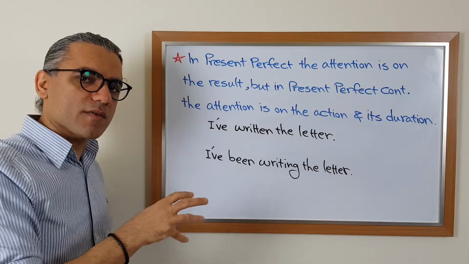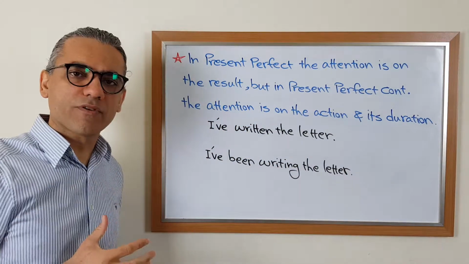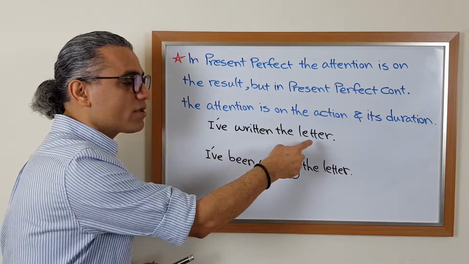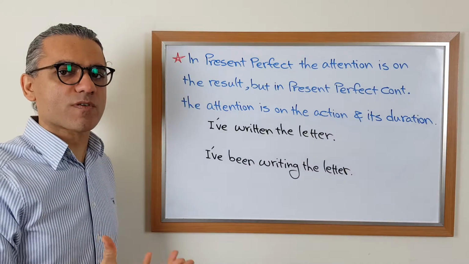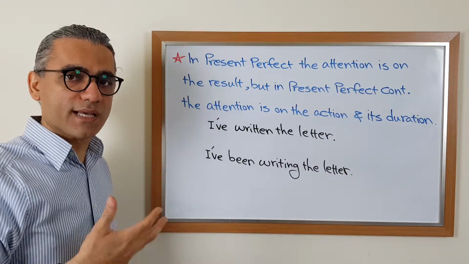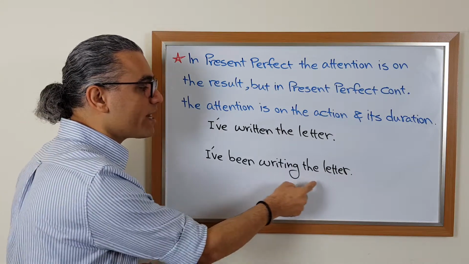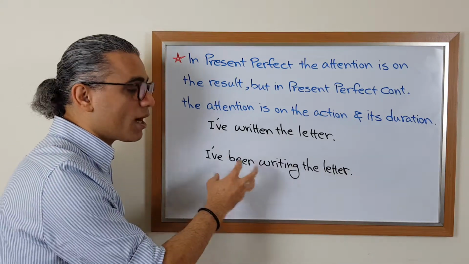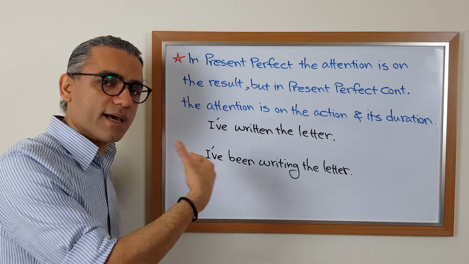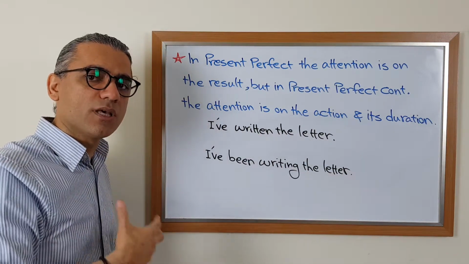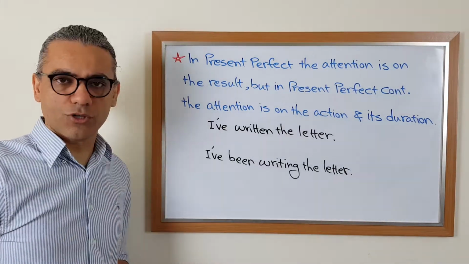The emphasis or the attention in a present perfect sentence is on the result of the action. When you say, I've written the letter, it means, what is the result? The letter is ready. So the attention or the focus is on the result of the action. But in here, I've been writing the letter. The attention is on the action itself. Or if you mention the duration, the attention is focused on the duration of the action.